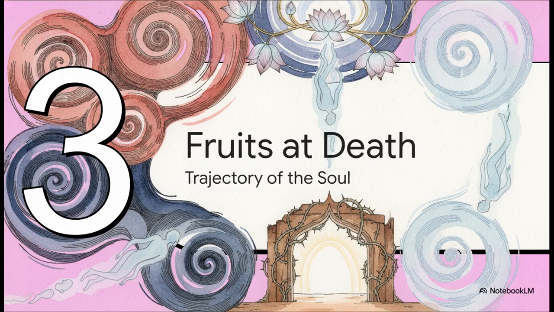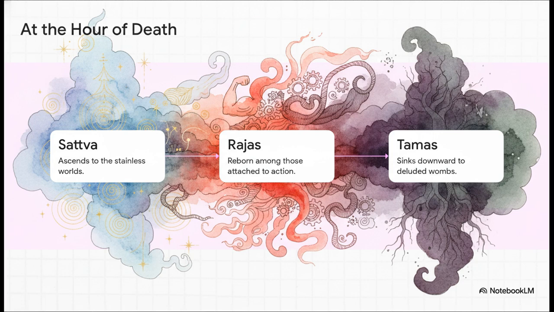Moving on to Section 3, the fruits at death. Now, these gunas completely dictate our daily lives, sure, but what happens when our physical life ends under the influence of these different states? The Bhagavad Gita doesn't just treat these as psychological moods. They have profound, literal, cosmic consequences. The text outlines a specific trajectory for the soul at the hour of death, based entirely on which guna is dominant at that exact moment.